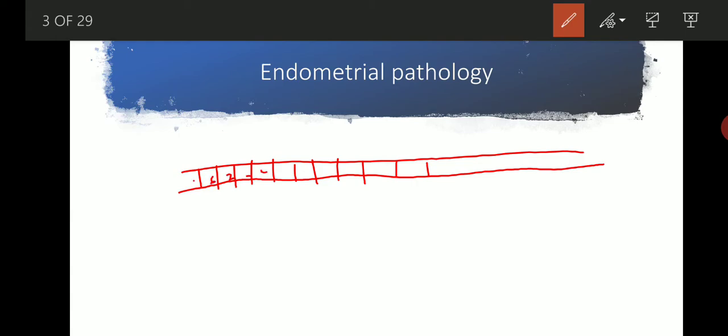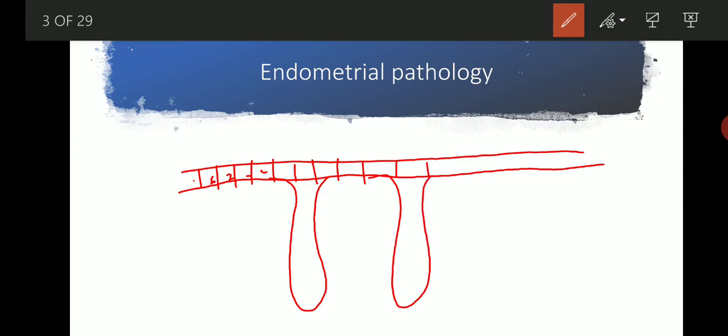This epithelium dips down into glands. The shape and structure of the glands vary with the phase of the endometrium. In the proliferative endometrium, the shape of the glands is tubular, as shown in this picture. The same surface epithelium continues into the glandular epithelium. Hence, the glandular epithelium is also tall columnar type.